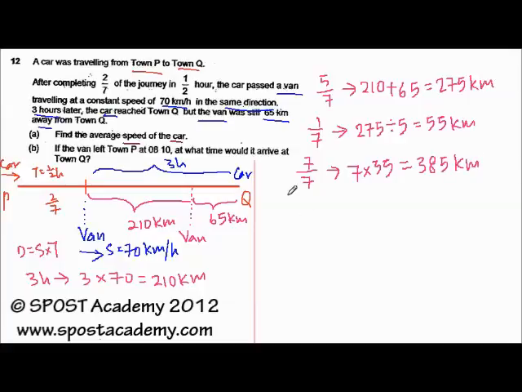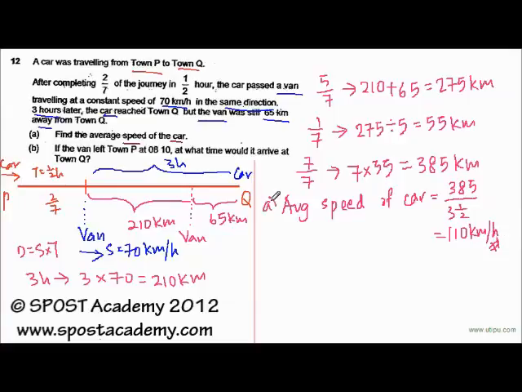So average speed of car is total distance, which is 385, divided by the total time taken, which is 3.5 hours. And we will get 110 kilometers per hour. So this is the answer for part A.